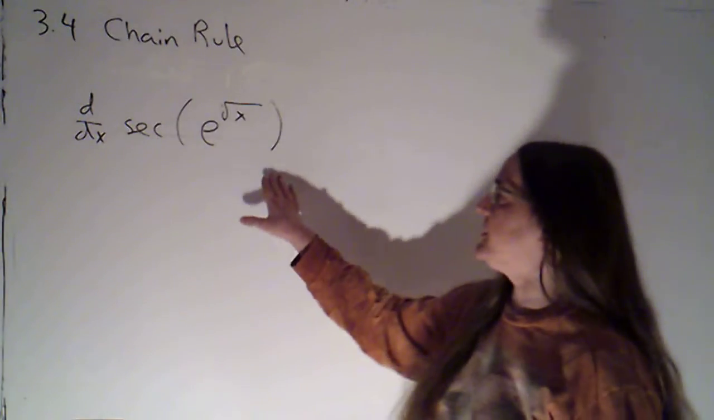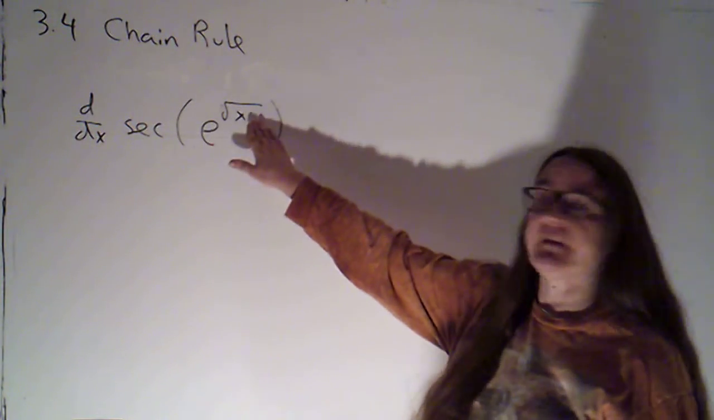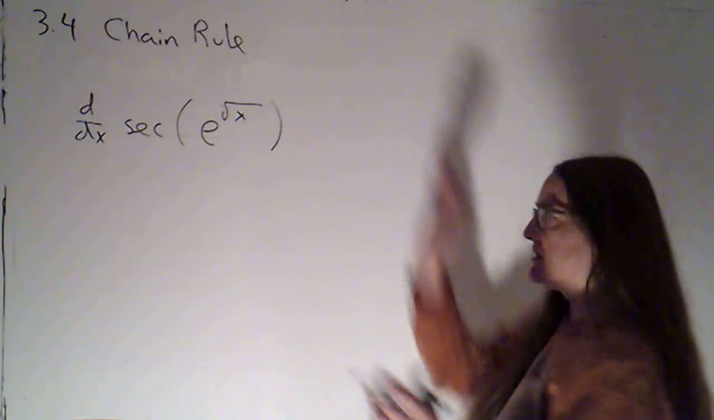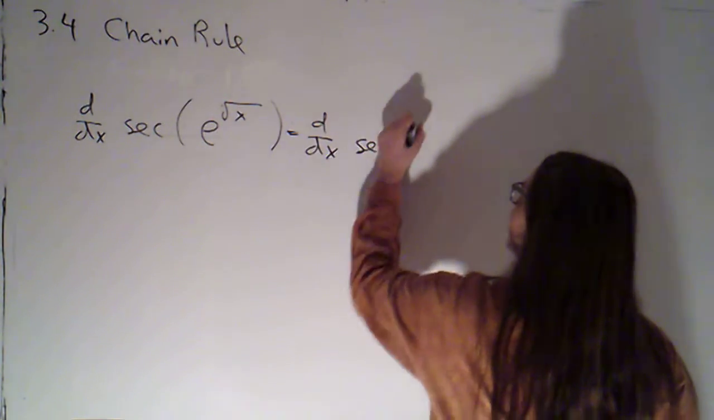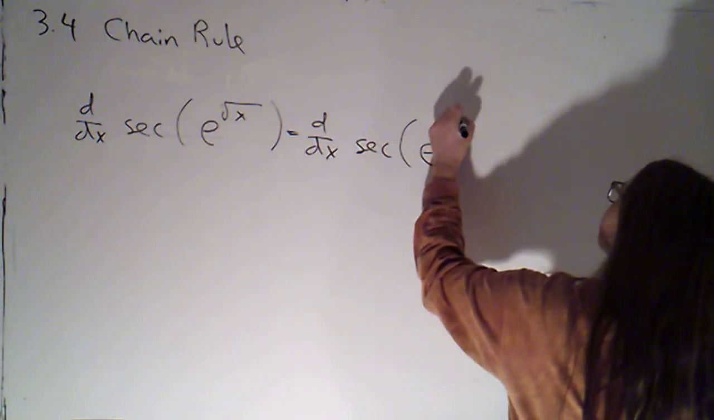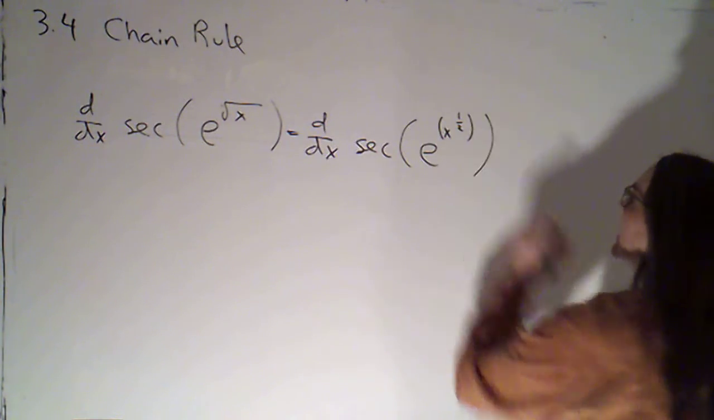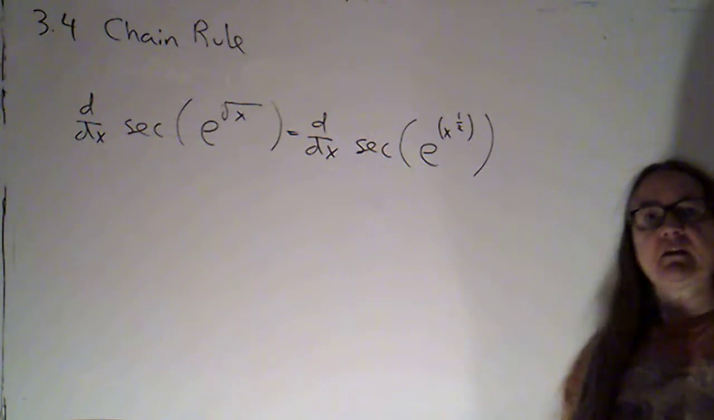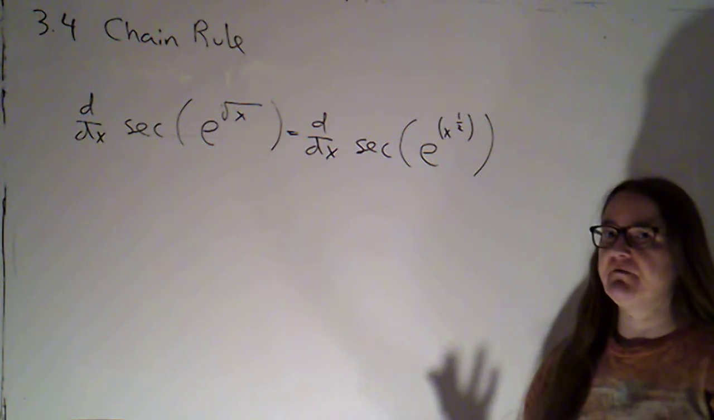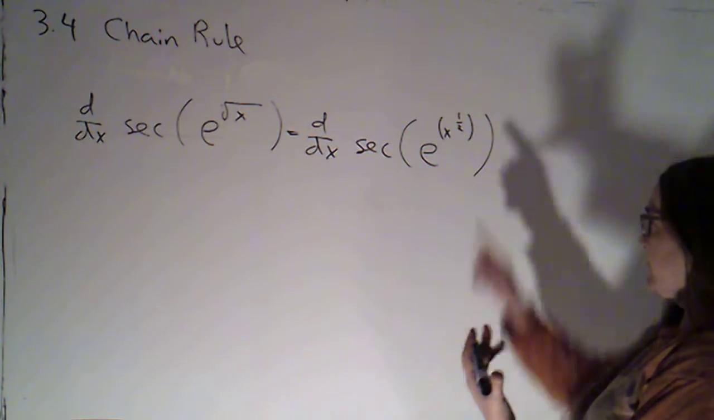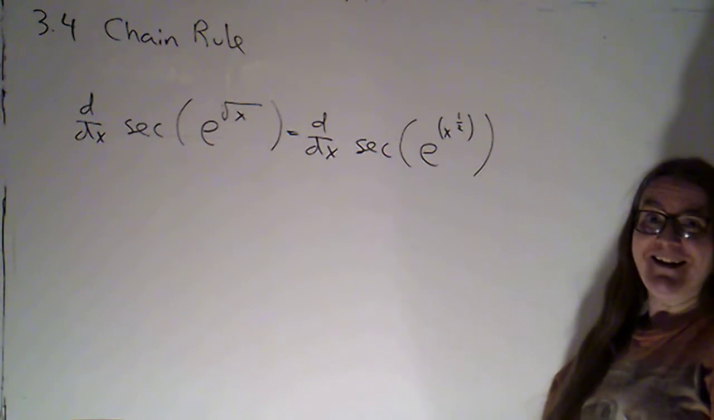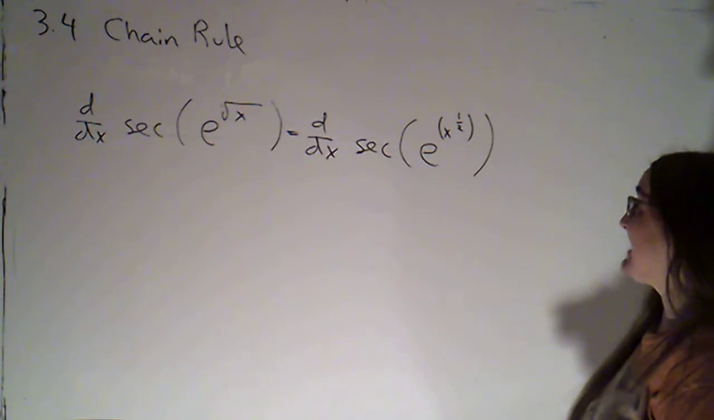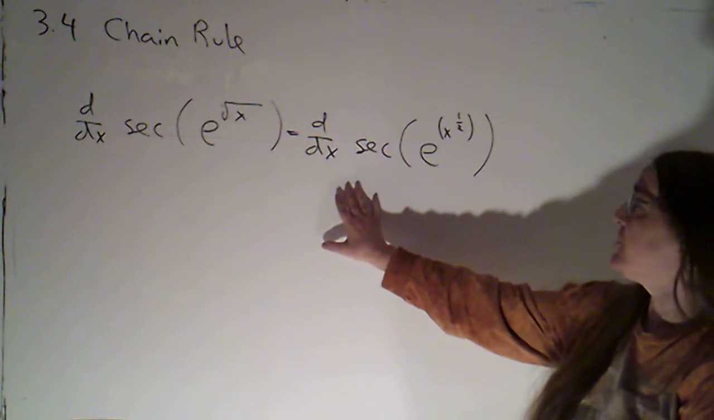Now I want to try taking the derivative of this composition, secant of e to the square root of x. Seeing a square root, I'm going to immediately rewrite that as a fractional power. And here I notice that there are actually three functions involved. I'm taking the square root, or the fractional power, I'm plugging that into the exponential function, and then I'm plugging that into secant. And all of this is function composition.